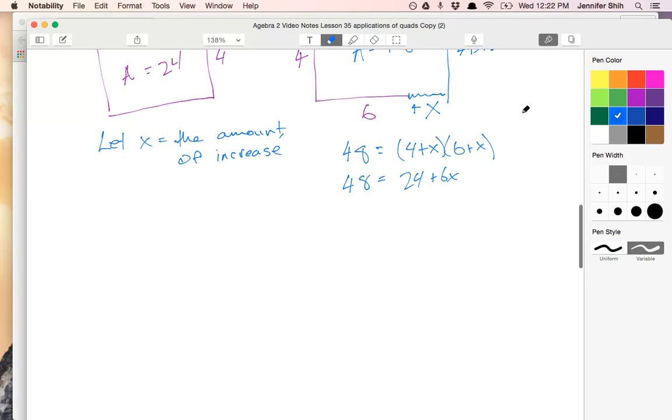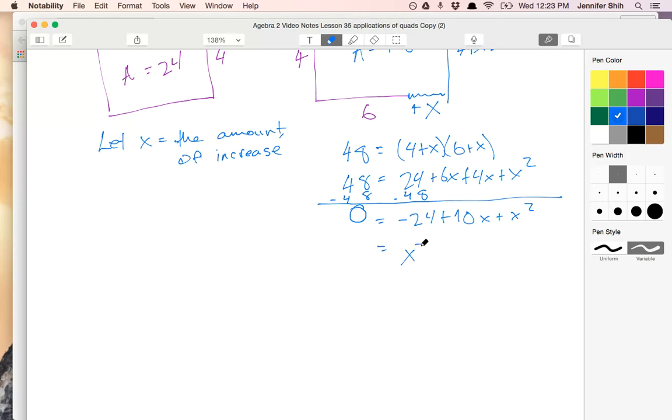I'm going to FOIL this out. You can use the box method on the side if you need to. And then I'm going to make my left-hand side 0 so that I can factor. So 24 minus 48 is negative 24, and I'm going to combine like terms right here. Okay, this makes it equal to x squared plus 10x minus 24. I just rearranged the terms.